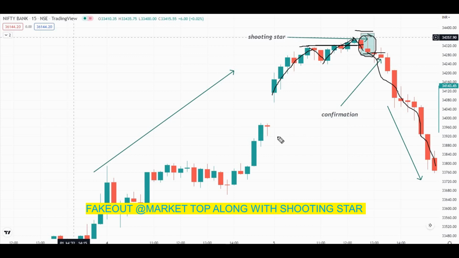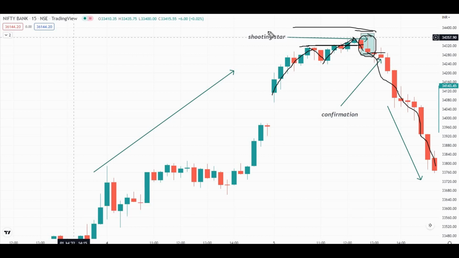So always analyze the market structure, trend and most importantly the volume also. This is very very important. If you analyze all this along with candlestick chart pattern, your success ratio in the markets will drastically improve, that I can guarantee you.